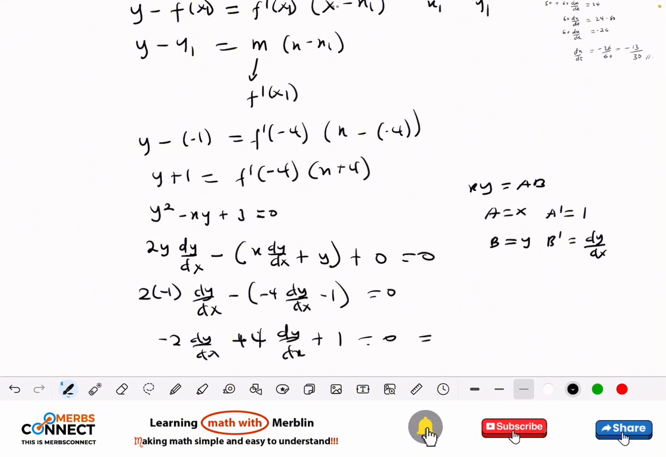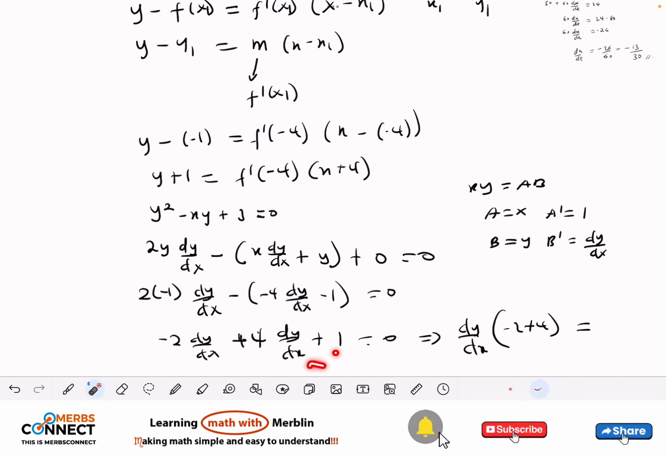So this implies that now I have the dy dx here, dy dx here. I can factor it out. So what will be left here is negative 2 and 4, which will be minus 2 plus 4, which is equal to, so I'm going to subtract minus 1 here, minus 1 here. Or in other words, this one moves to the left and becomes minus 1.